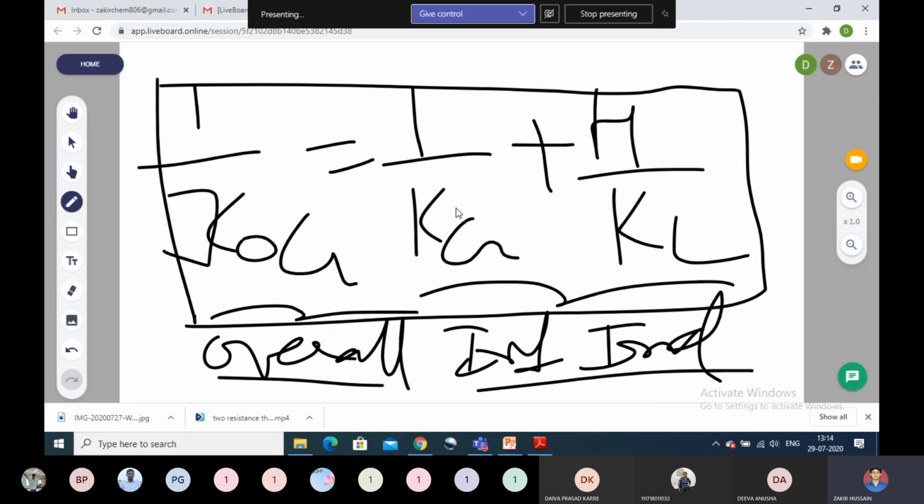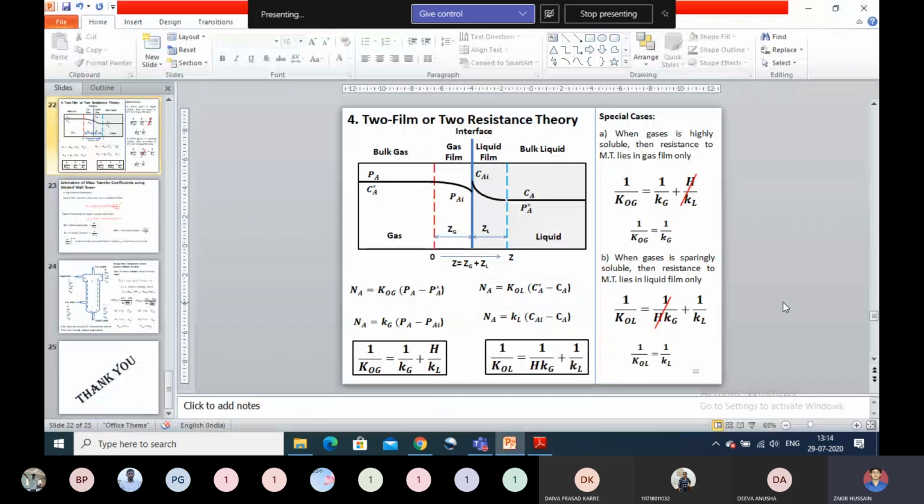Okay, if you still haven't understood, just open your book, take your pen, and write. If you derive it on your own, then only you can understand. There are two frequently encountered special cases in this type of equations. Until now we have derived these two equations. Now we will see what the special cases are.